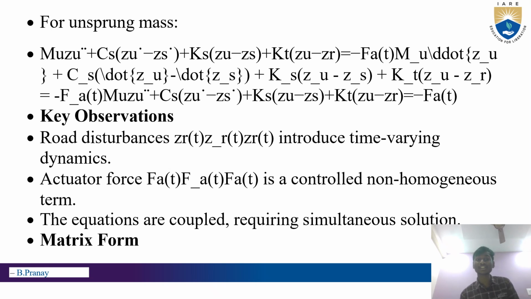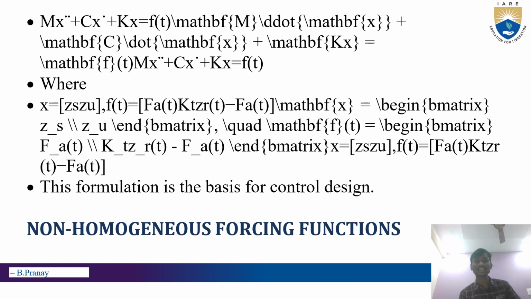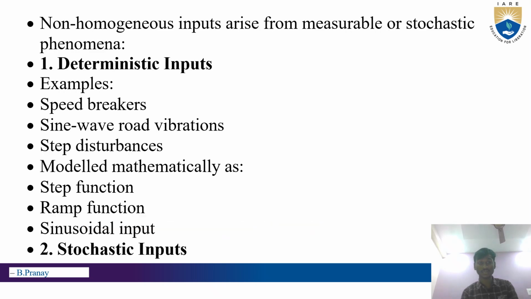Next, the actuator force fa(t) is the control non-homogeneous term. The equations are coupled, requiring simultaneous solution. The matrix form has the state vector zs, zu, and the input terms fa(t), kt zr, and minus fa(t), and this formulation is the basis for control design.